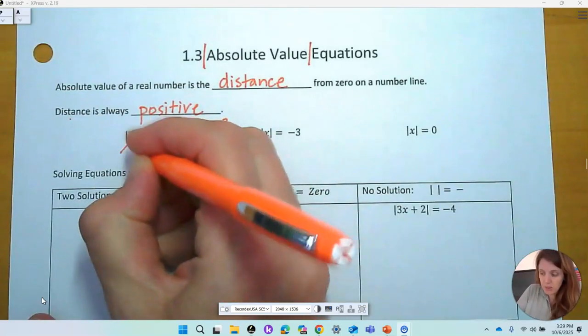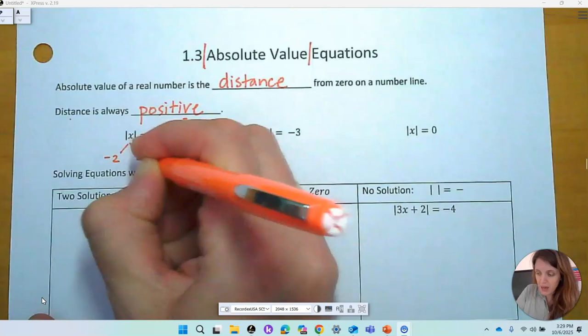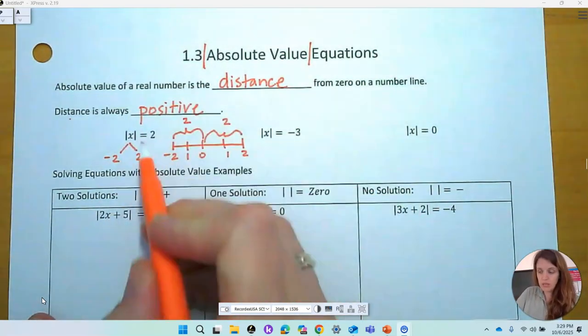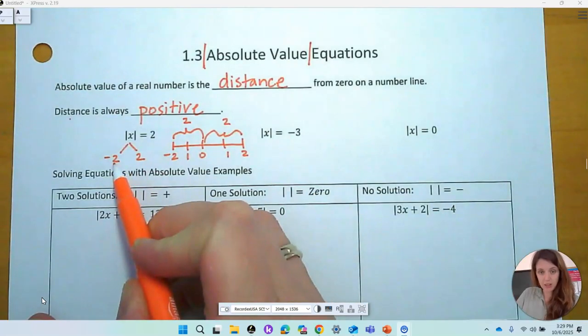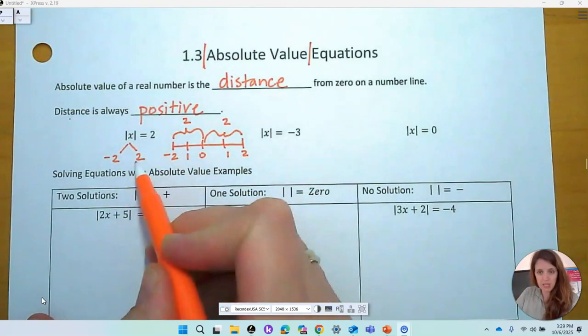And so this number x could be a -2, but it could also be a +2. If I say the absolute value of 2 equals 2, that is true. If I say the absolute value, or the distance, of -2 is 2, that's also true. So there are two possible answers.